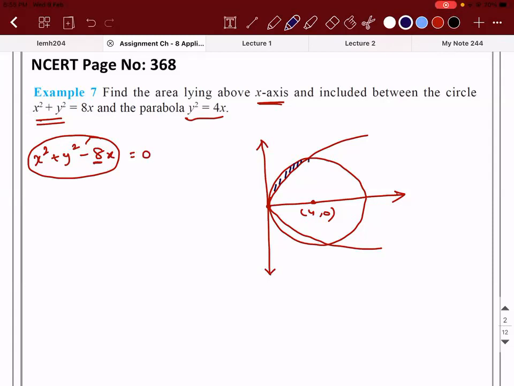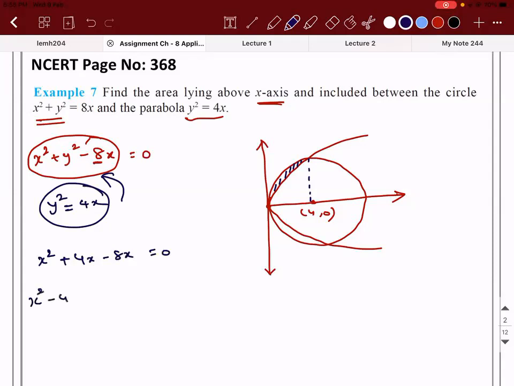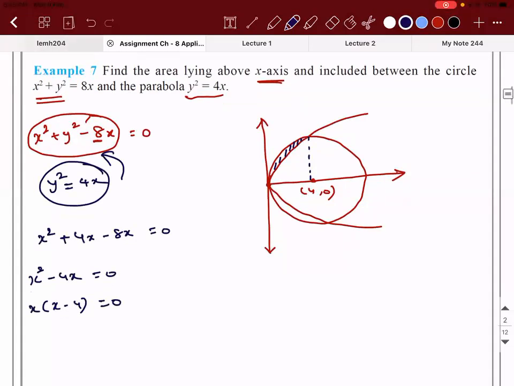So from here, if I drop a perpendicular, my job is to first solve them. Y square is equal to 4x. I will take this and substitute it here. So x square plus 4x minus 8x is equal to 0. So x square minus 4x is equal to 0. So x into x minus 4 is equal to 0. So x is equal to 0 and x is equal to 4.